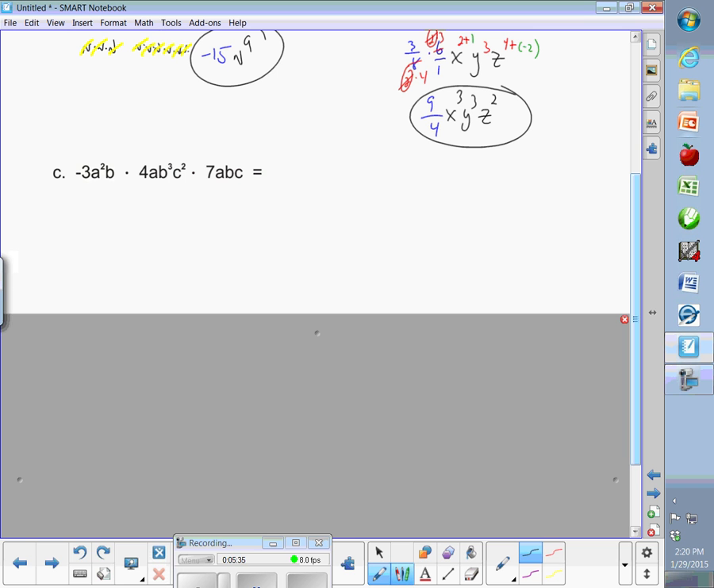So here we have three things being multiplied together. Well, don't let that throw you. Here's term number one, term number two, and factor number three, right? So we have three factors being multiplied together. And we're still going to do the same thing: coefficient times coefficient times coefficient. So negative 3 times 4 is a negative 12, and a negative 12 times a positive 7. If you don't know how to do that in your head, use your calculator. It's a negative 84.